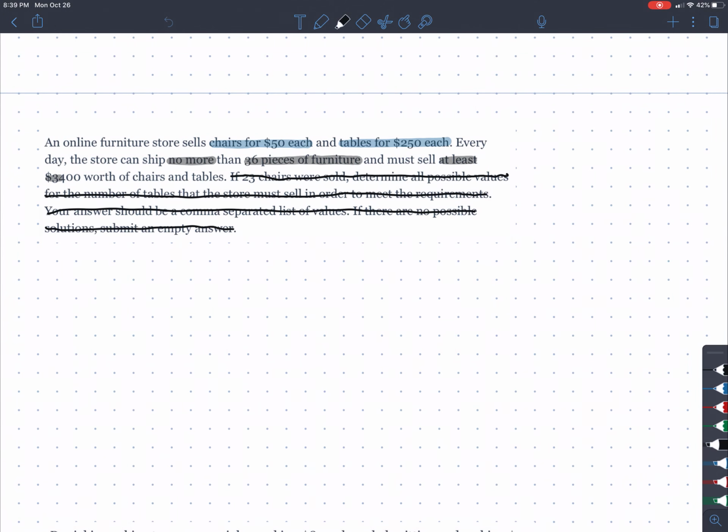At least $3,400 worth of chairs and tables. So let's do $3,400. So we're going to have two equations here. Let's start with our variables. We'll say C is equal to number of chairs and T is equal to number of tables. Okay.